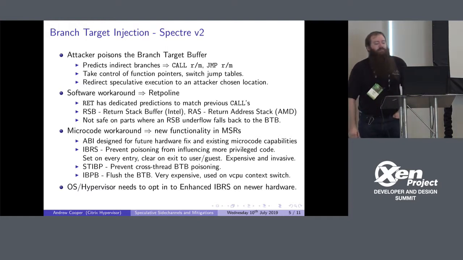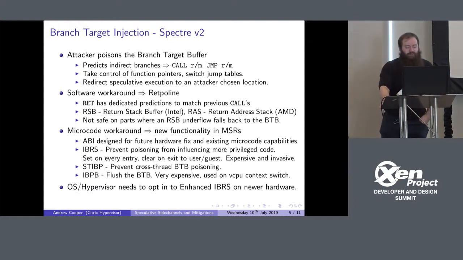So one feature, there's IBRS, which is indirect branch restricted speculation, which is trying to prevent user space from being able to poison kernel space. STIBP, for single thread indirect branch predictors, is to prevent cross hyper-thread attacks. And the IBPB at the bottom is a full flush of the branch target buffer. It's incredibly expensive, but we need to do it on vCPU context switches.